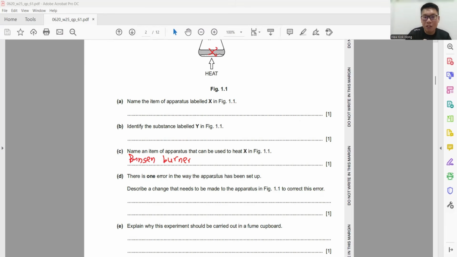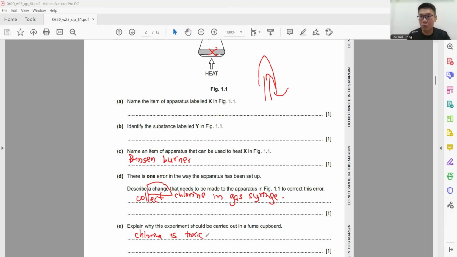D. There is one error in the way the apparatus has been set up. Describe a change that needs to be made to correct this error. So it's about chlorine being denser. So if we feed it upside down, if we feed like this, then the chlorine will go out. So that's why it's easier for us to trap the chlorine if we use gas syringe. Then E. Explain why this experiment should be carried out in a fume hood. Because chlorine is toxic. So a fume hood can ensure the chlorine is not exposed, so we won't inhale the toxic chlorine.